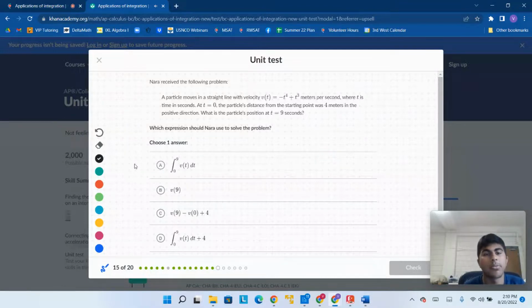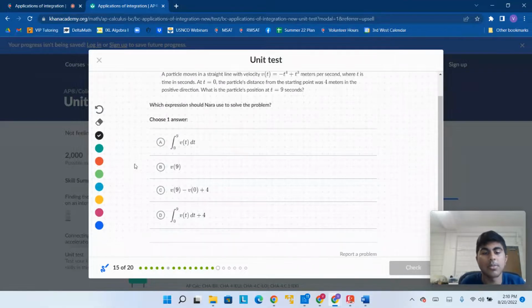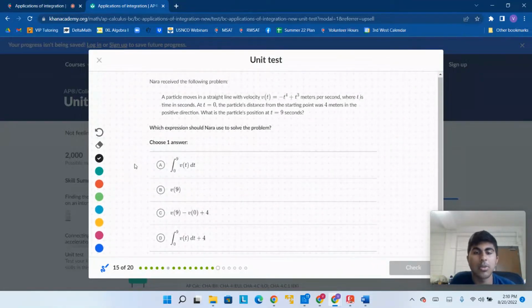Nara received the following problem. A particle moves in a straight line with a velocity v of t equals negative t to the fourth plus t cubed meters per second, where t is the time in seconds. At t equals 0, the particle's distance from the starting point was 4 meters in the positive direction. What was the particle's position at t equals 9 seconds? What expression should you use to solve the problem? Well, this seems like an accumulation kind of idea. So we have the integral from 0 to 9 of v of t. That's correct, right?